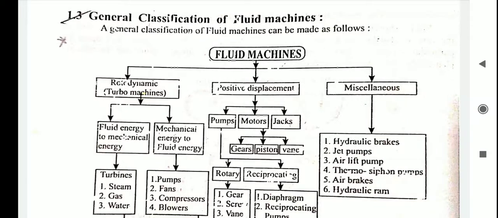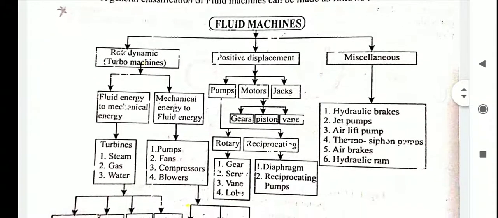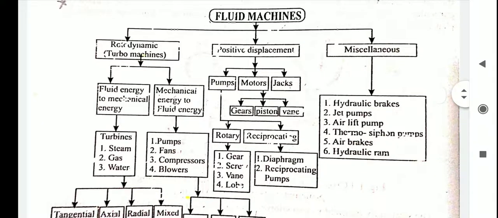Students, in this video I'm discussing the general classification of fluid machines. There are three types. First one is a turbo machine, second one is a positive displacement machine, and third one is miscellaneous. In the turbo machine there are two types: fluid energy to mechanical energy, and the second one is mechanical energy to fluid energy.